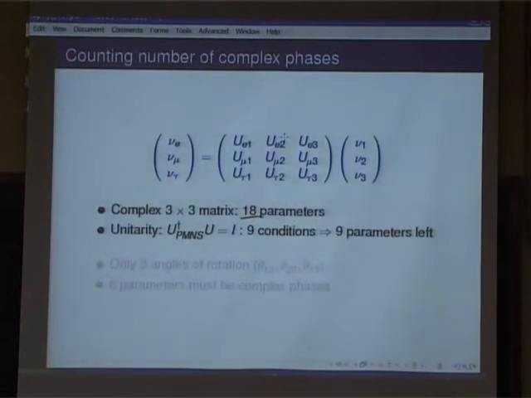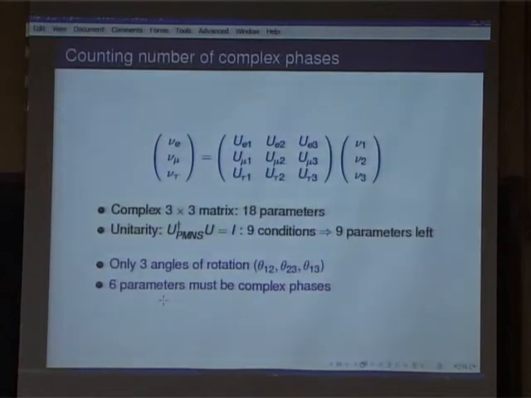So this tells us that in addition to the 3 angles, theta 1 2, theta 2 3, theta 1 3, we also should have 3 phases. So therefore, sorry, not 3, but 6 phases. We have 6 phases. So the first job now is to try to find a parameterization which can also have 6 phases in addition to these 3 mixing angles.